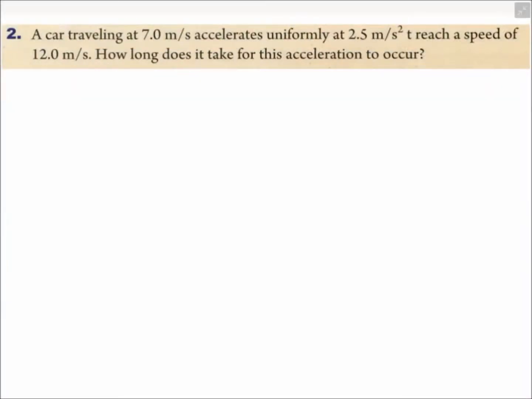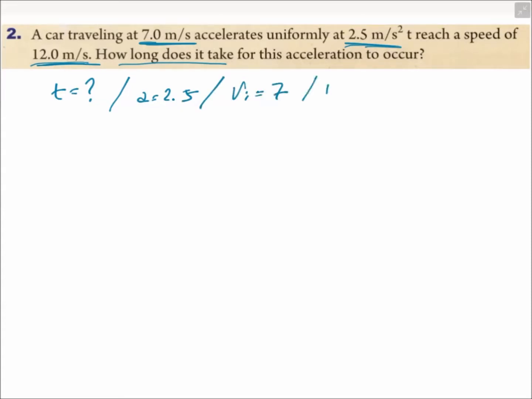Everyone. In this question it says a car traveling 7 meters per second accelerates uniformly at 2.5 meters per second squared to reach a speed of 12 meters per second. How long does it take for this acceleration to occur? So in this question, first of all, it's asking what is the time, and acceleration is given 2.5 and V initial 7, then V final is given as 12. And in this question it's asking time.